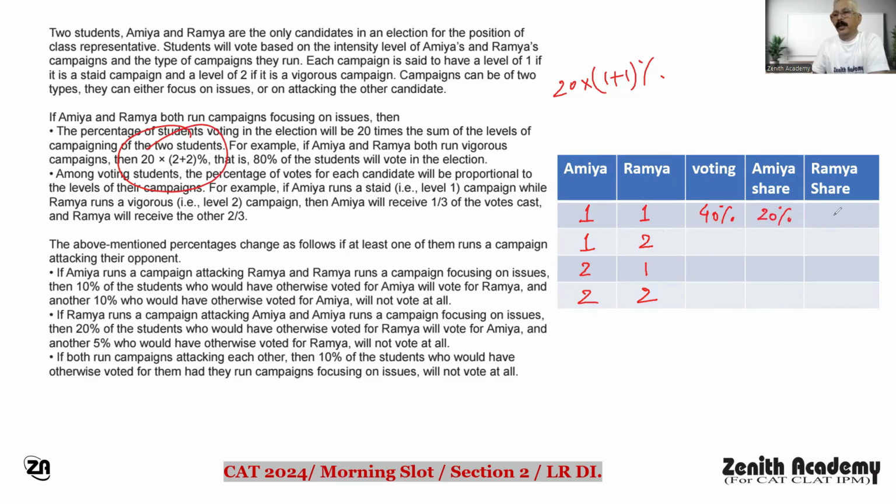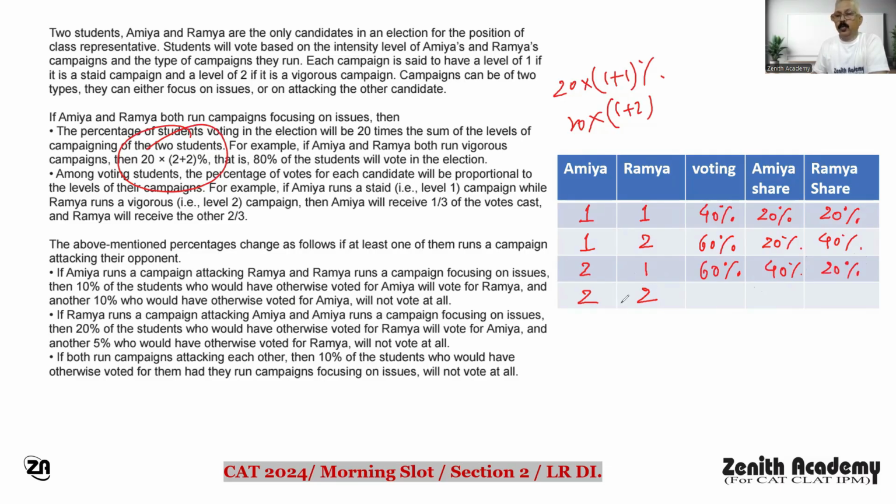20% to Amya and 20% to Ramya. If Amya is running level 1 and Ramya is running a level 2 campaign, then the voting by this formula, 1 plus 2 into 20, is going to be 60%. And here, in the ratio 1:2, Amya gets 20% and Ramya gets 40% out of 60. If the scenario is reversed, then again using this formula, voting will be 60%, and Amya's share will be 40% and Ramya's 20%.